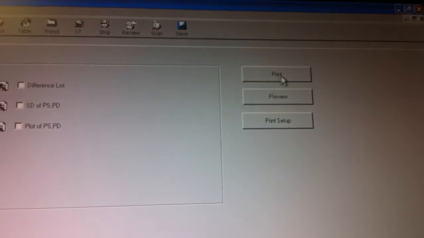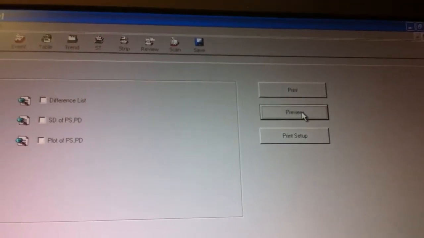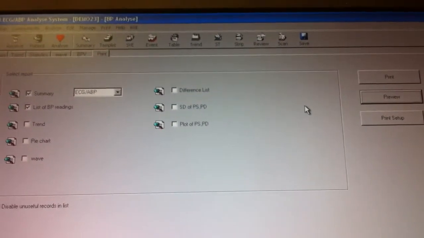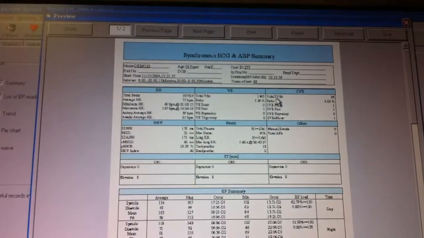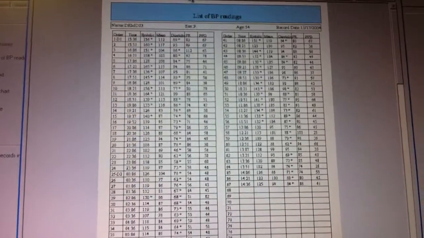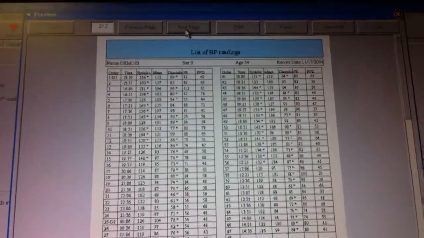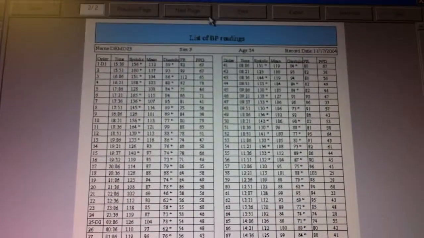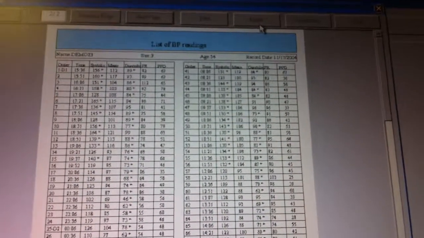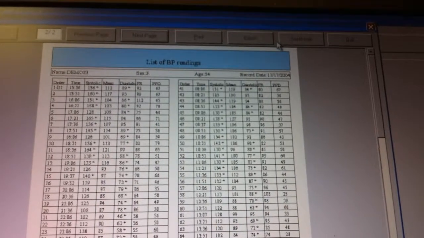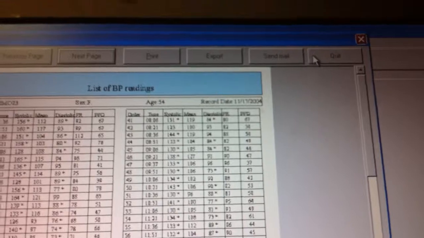And on the right hand side, we could just print straight from here, print setup to choose your printer, or print preview to allow the software to generate what we're going to be seeing. And then from here we have the same options as before, where this can be exported to a computer or a server or network. We can send an email using your email client or print.